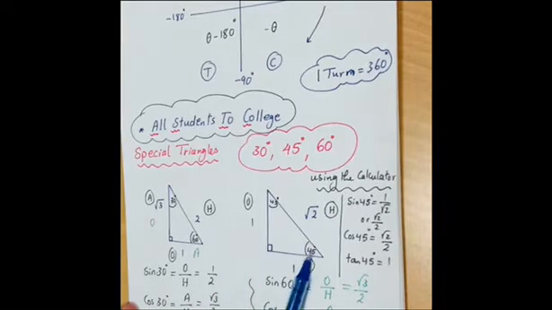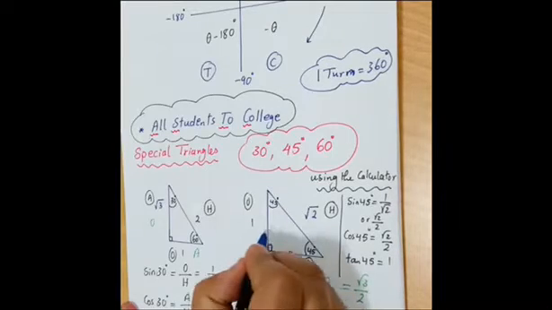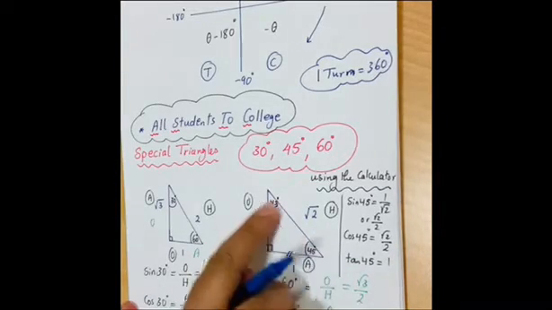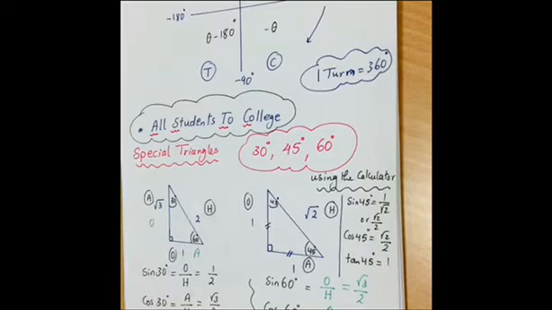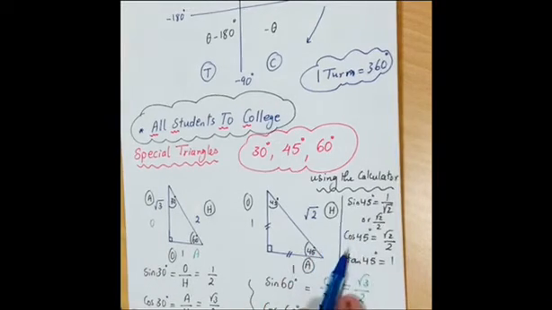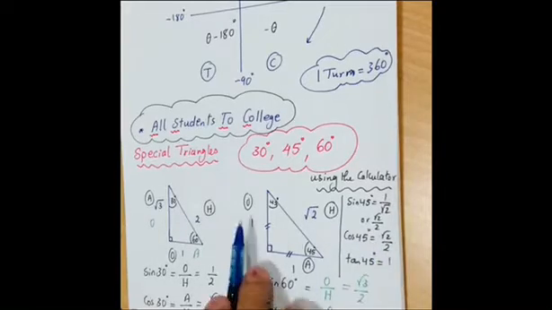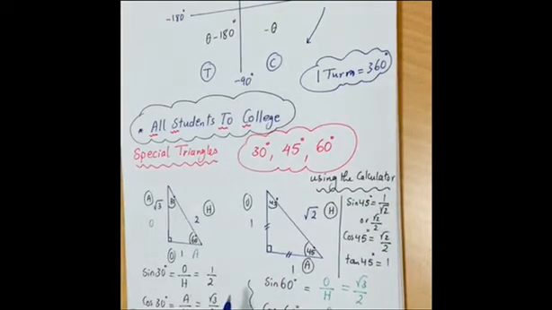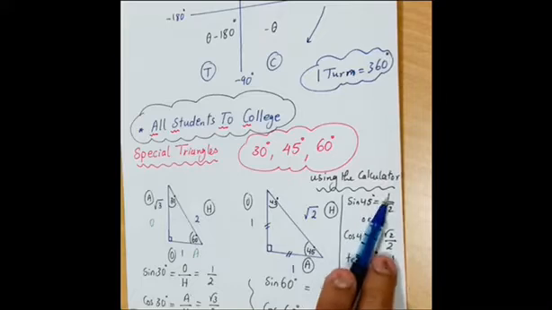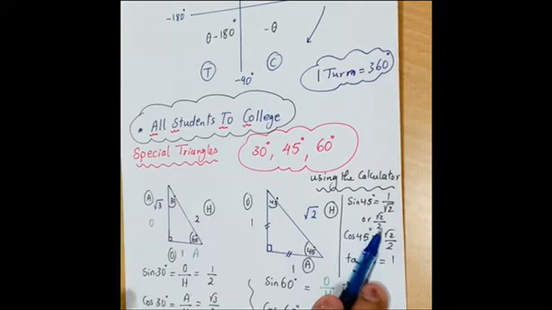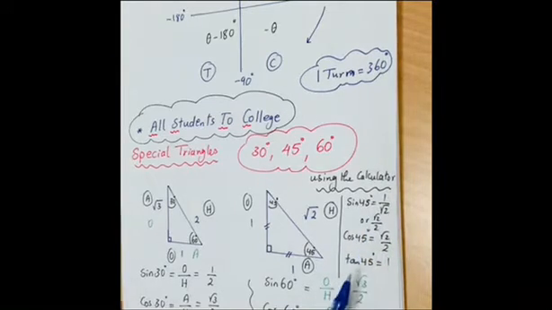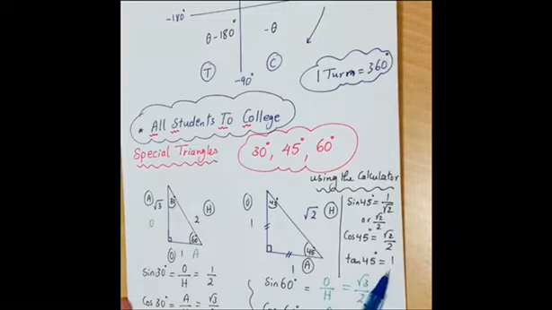For 45, two equal sides. So what do you call this triangle? We call it an isosceles triangle, two equal sides. This is the base of the triangle, and this is the hypotenuse of the triangle, which is root of 2. Sine 45 and cosine 45 are equal to each other because opposite and adjacent are equal to each other. So sine 45 is 1 over root of 2 or root of 2 over 2. And tan 45 is equal to 1.